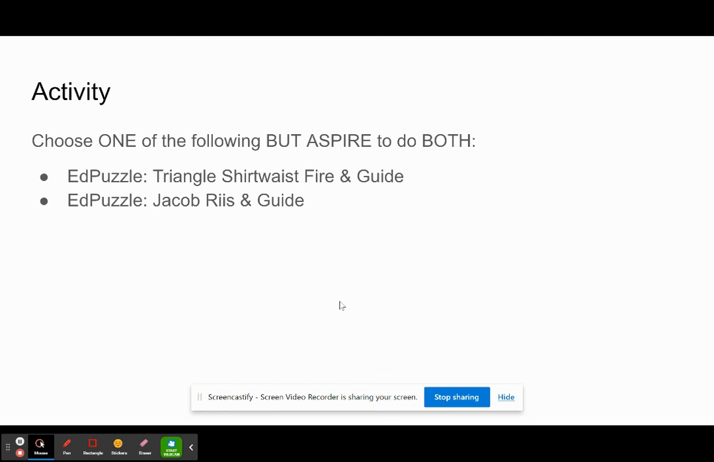And then Jacob Riis, we'll learn about him a little later again. He was what was called a muckraker, meaning he exposed social ills and wrote about them. He was a journalist. And so this talks a little bit about the effects of urbanization and how the poor lived. So this is another Edpuzzle. They're both short. You have plenty of time to do both. But if you're running short on time, choose one.